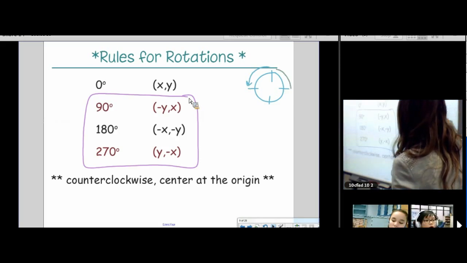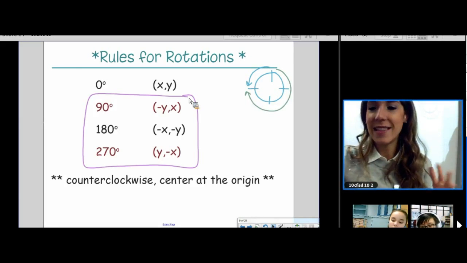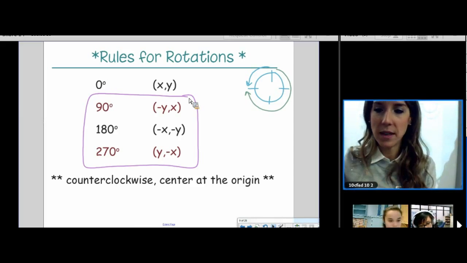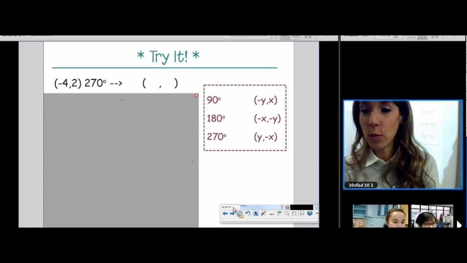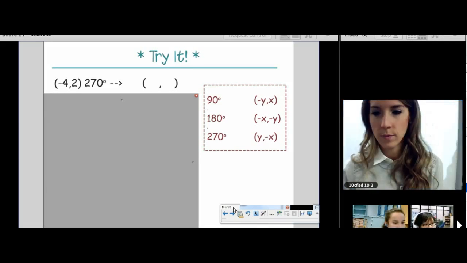Rotating 270 degrees clockwise. So yes, you could translate these into clockwise. They would be the same rules, they just wouldn't be named the same thing. Let's try it. Take the point -4, 2 and rotate it 270 degrees and tell me the coordinates of the image.